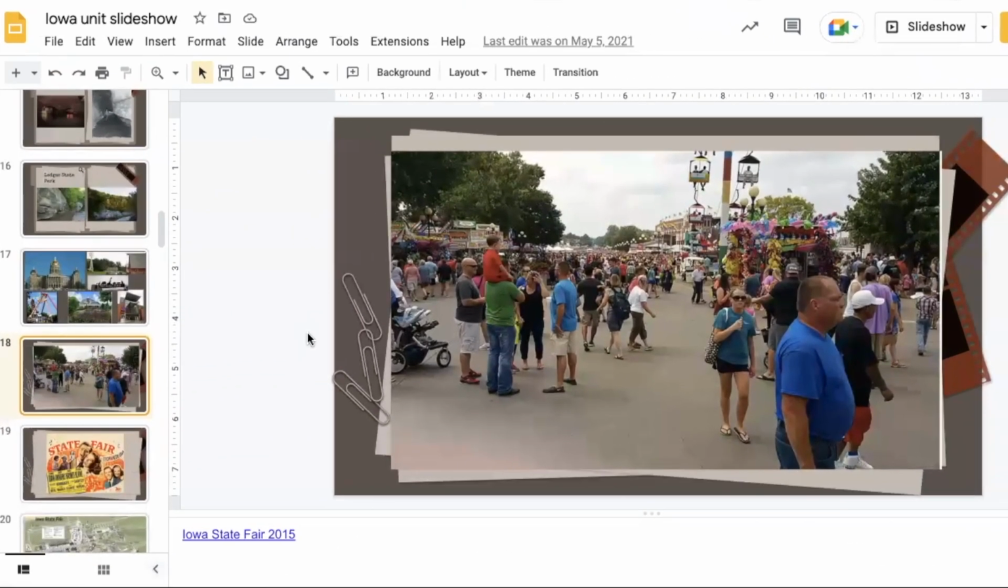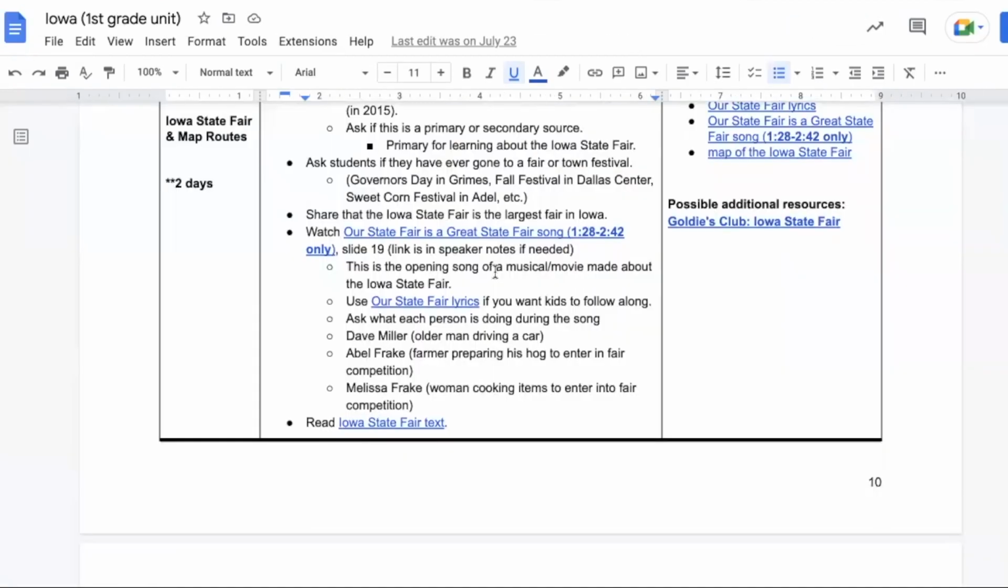Lesson 4 starts off with looking at this primary source picture from the Iowa State Fair. You might want to ask students if they've ever attended a fair or a festival in their town or community. There is a link to a bit of a song from the State Fair musical, which takes place in Iowa, called Our State Fair is a Great State Fair. Kind of a fun one to listen to. You can share that this was made about the Iowa State Fair.